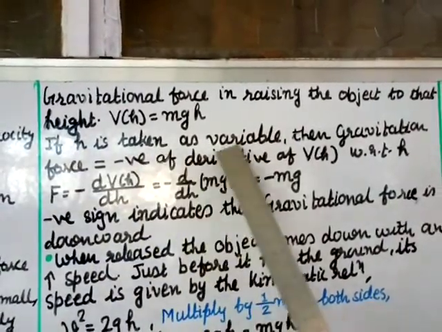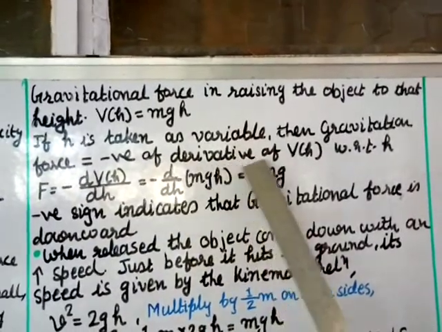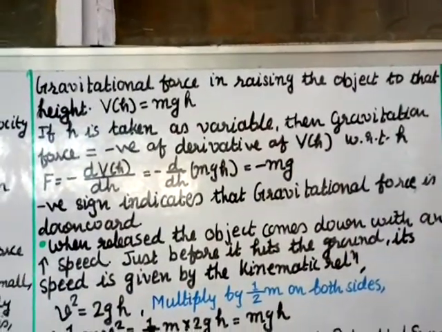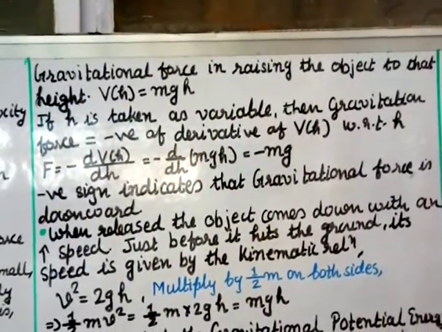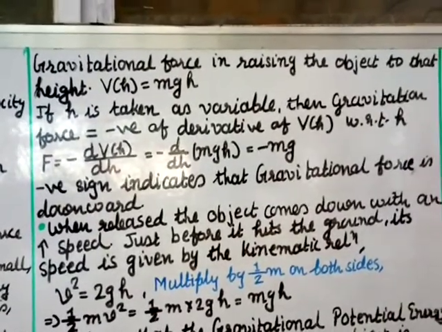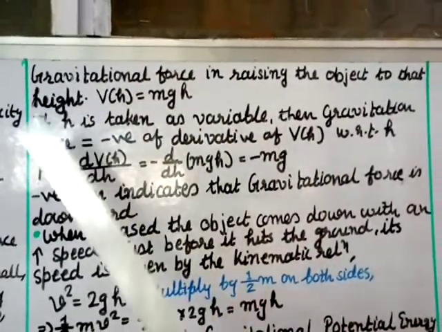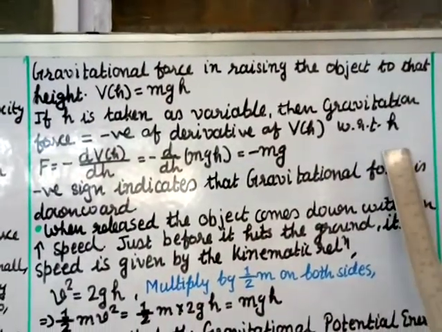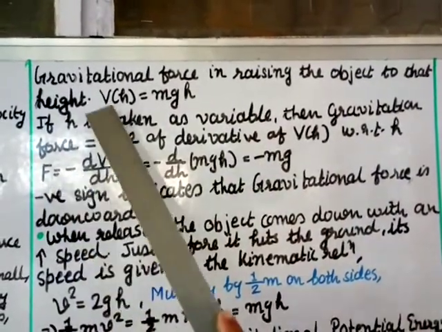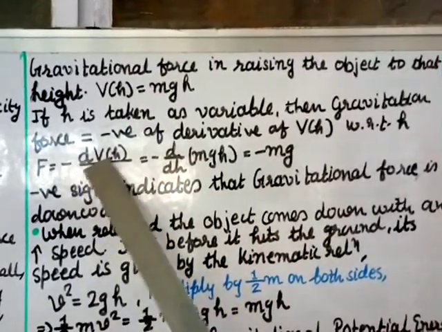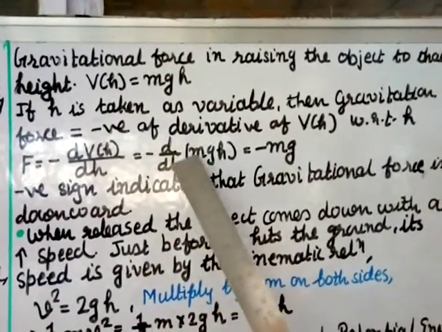If h is taken as a variable, then the gravitational force is equal to the negative of the derivative of V of h with respect to h. Now suppose we take h as a variable, not force, it is a height, so we consider it as a variable. Then the gravitational force will be the negative of the derivative of V of h with respect to height. So F is equal to minus dV/dh. V of h is mgh, so I put here minus d/dh of mgh.